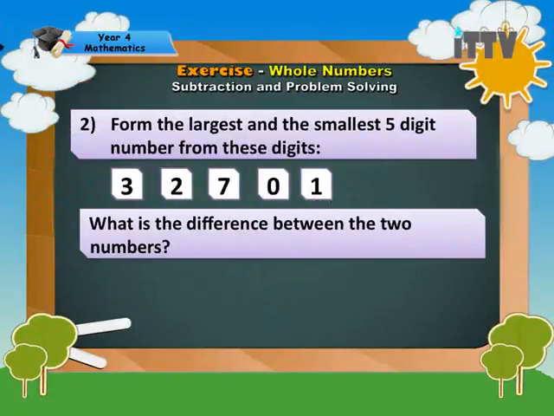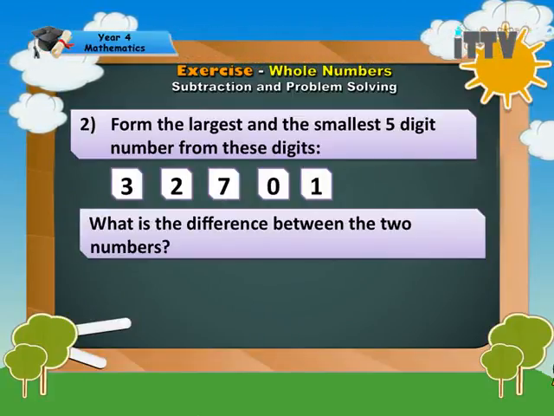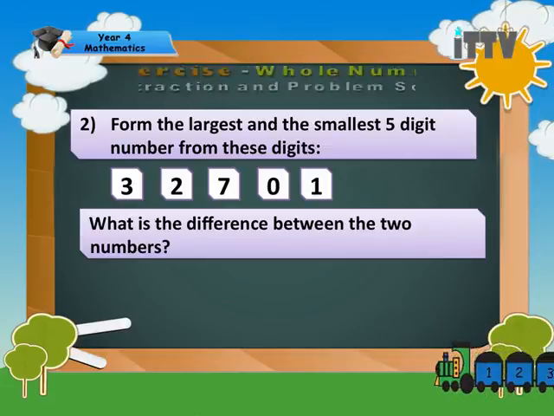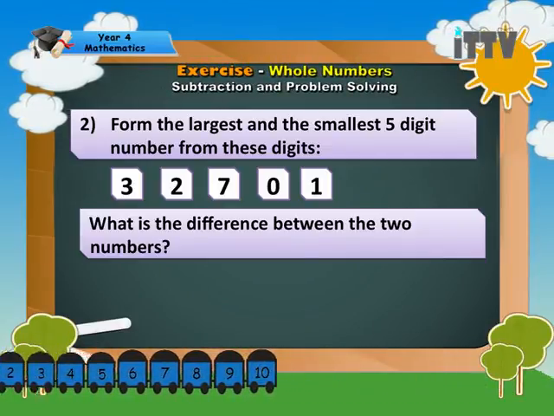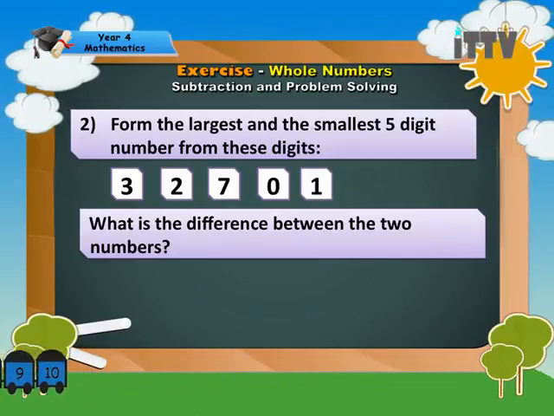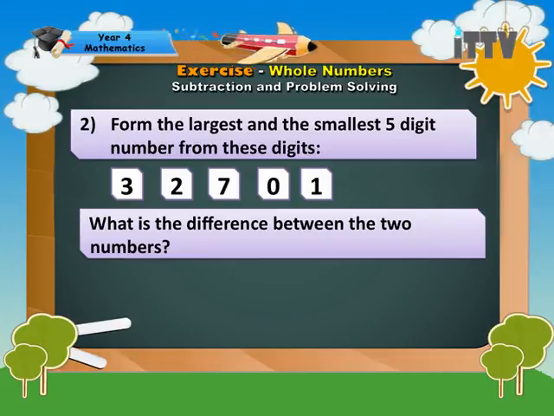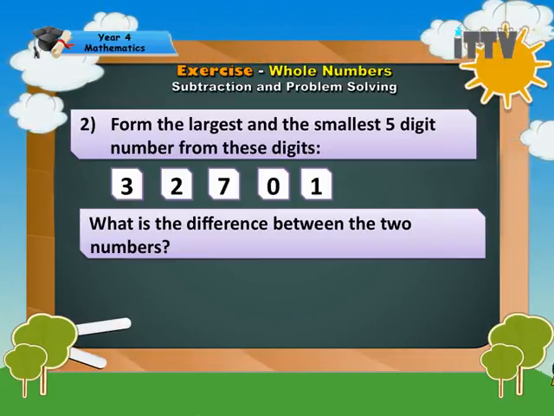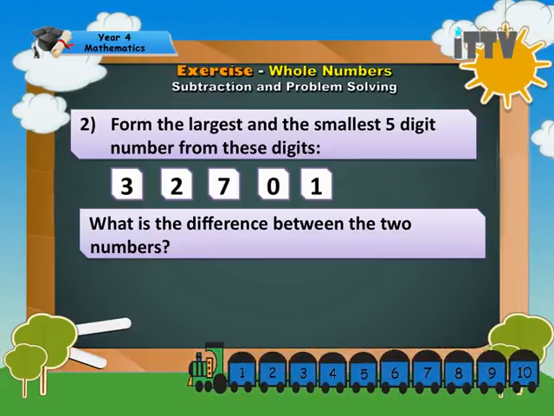What about for the second question? Form the largest and the smallest 5-digit number from these digits. We have 3, 2, 7, 0, and 1. What is the difference between the two numbers? Alright, so we are asked to form the largest number. That means the number should start from the biggest to the smallest.